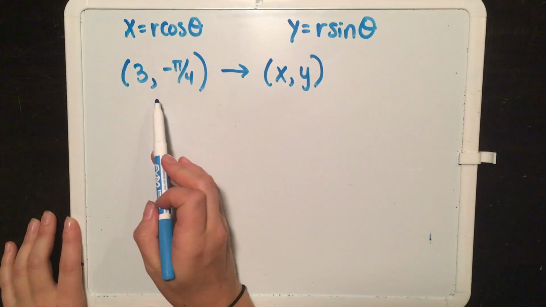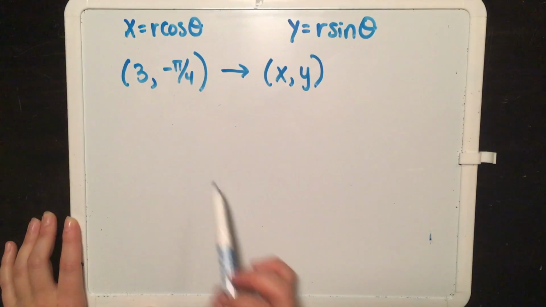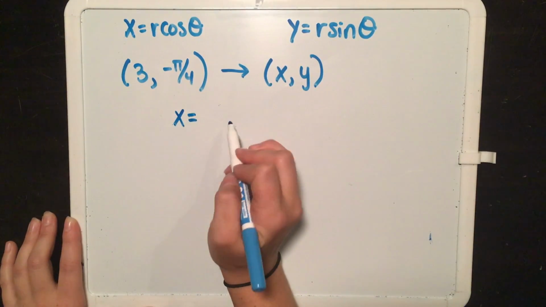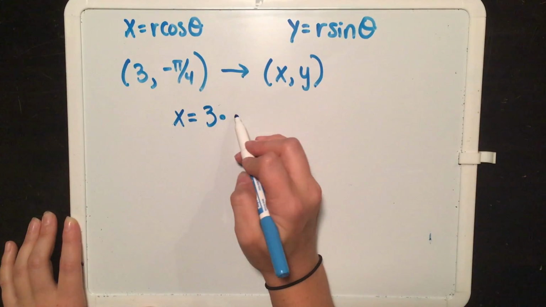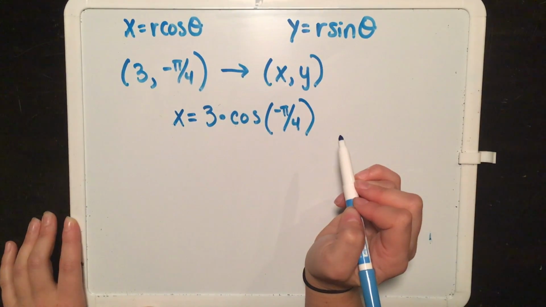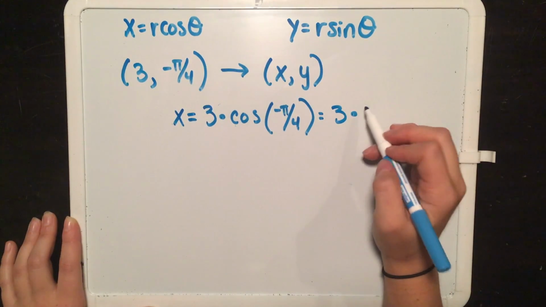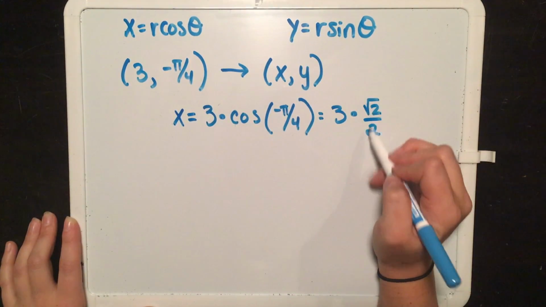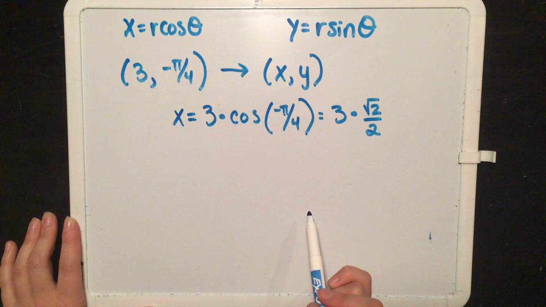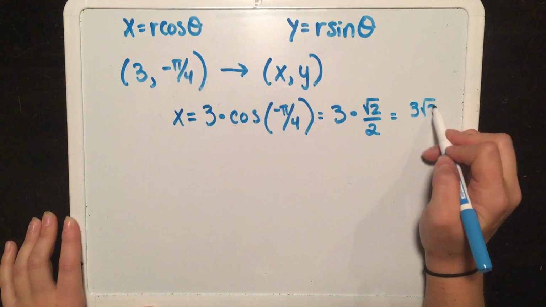We're going to convert 3, negative pi over 4 to rectangular coordinates x, y. Using our equations, x equals r times cosine of theta, negative pi over 4, which equals 3 times square root of 2 over 2. This value is positive because in the fourth quadrant, cosine is positive, and our x value is 3 root 2 over 2.